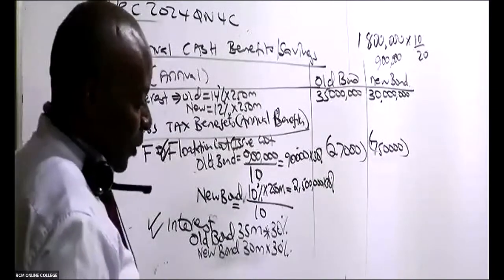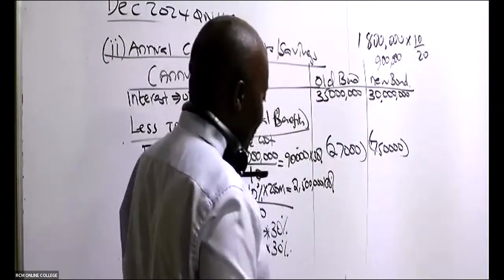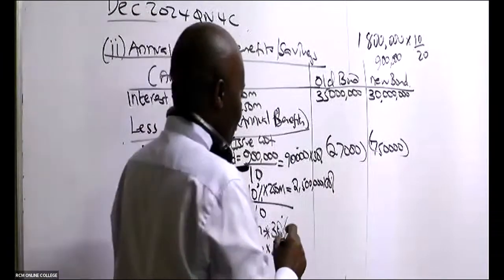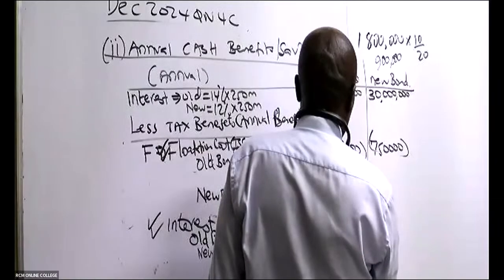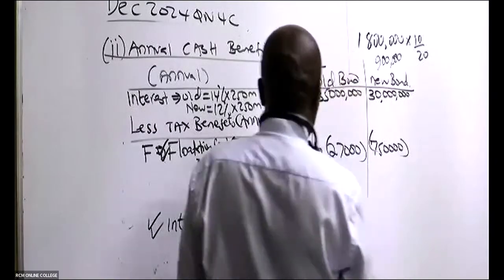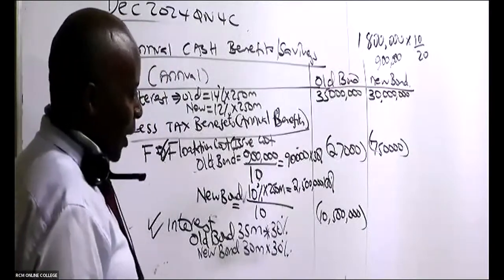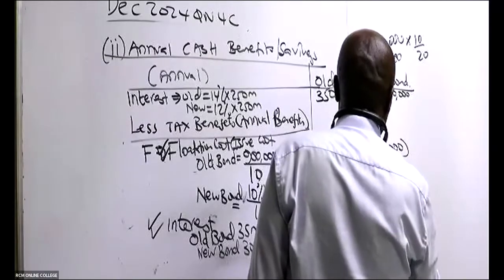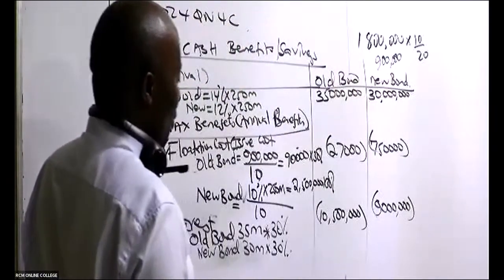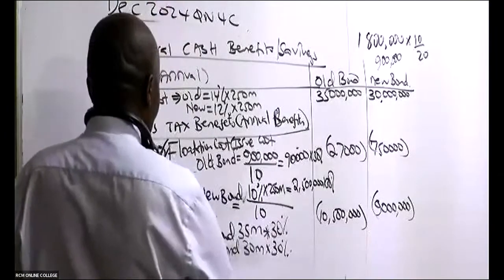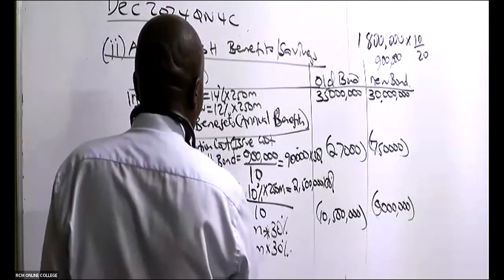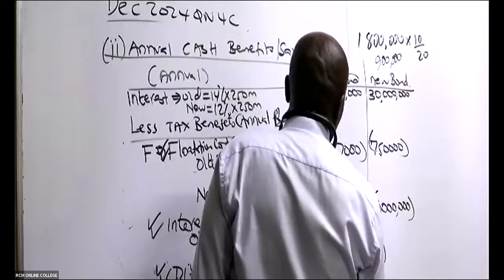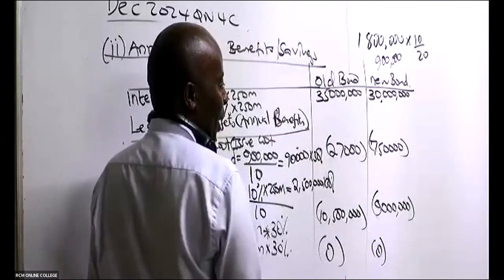So please give me the numbers. The first one, the old bond, is 10.5, that is 10,500,000. You subtract. How about the new bond? The new bond is 9 million. Thank you so much. From there, we have the concept of discount. The discount for this is 0 versus 0 here. You don't have any discounts here.